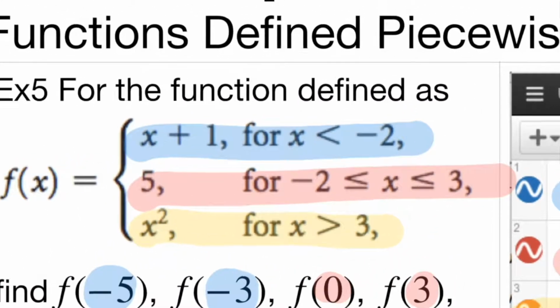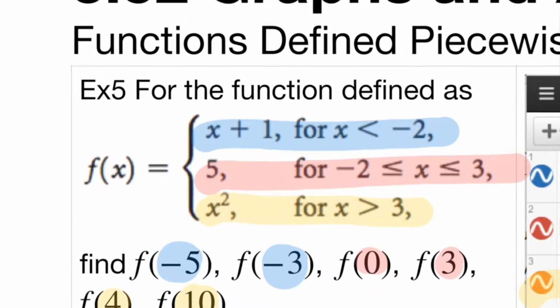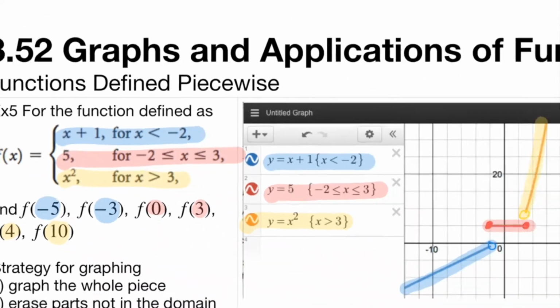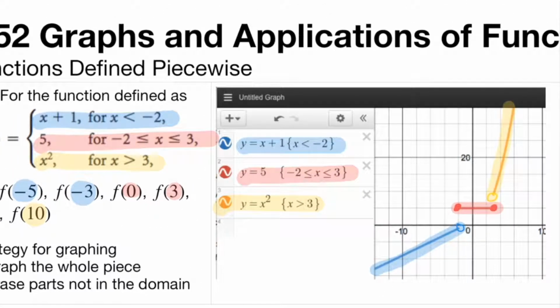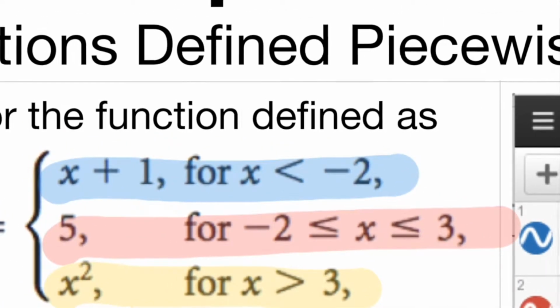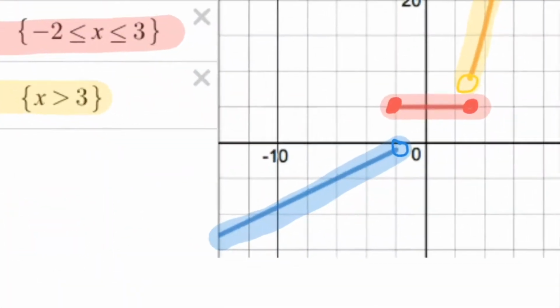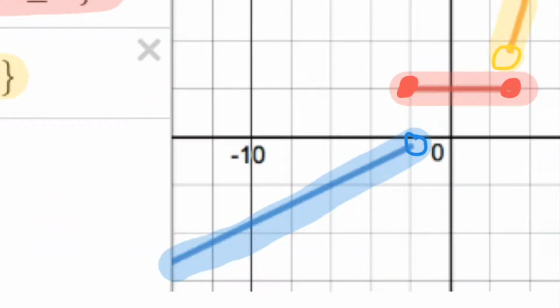Then, as a second part of the strategy, erase the parts not in the domain. What that means is the blue piece isn't going to go on forever. It's only going to be graphed for all values of x that are less than -2. So here at the value of x for -2, we want to keep everything that's less than -2 and erase all the rest. That's why it's only this piece. It's only a part of the original.